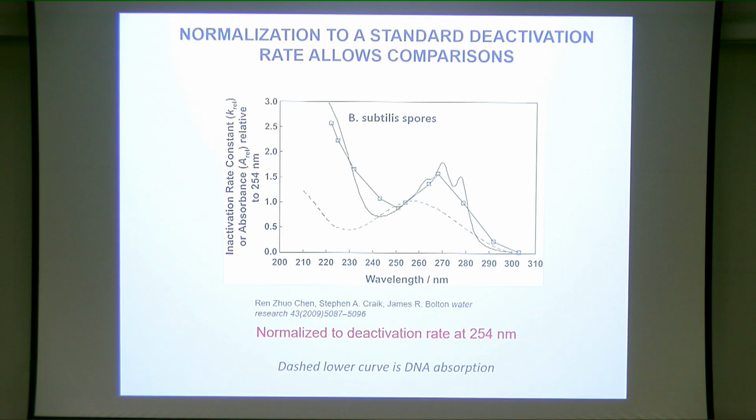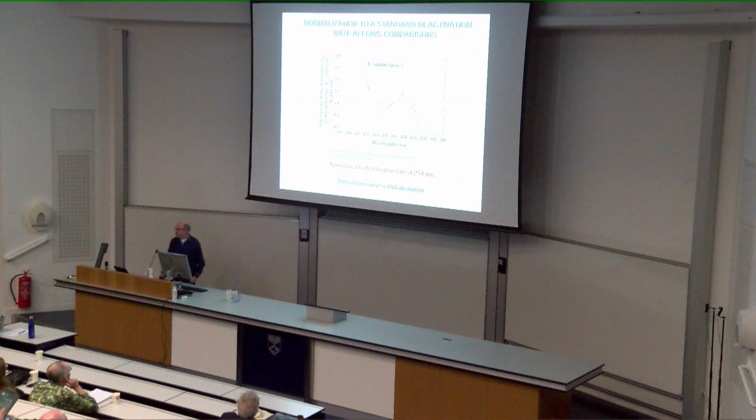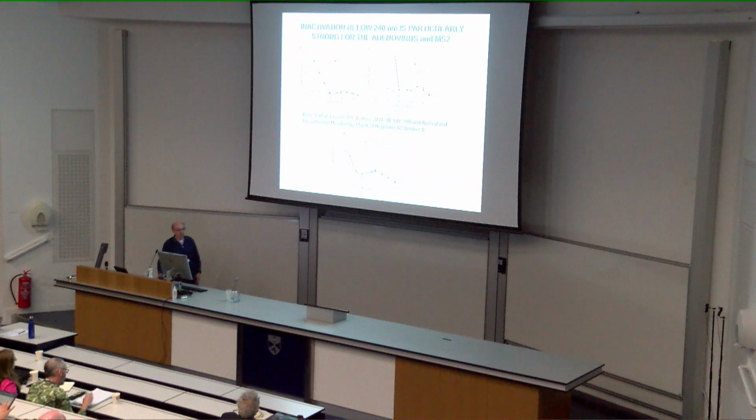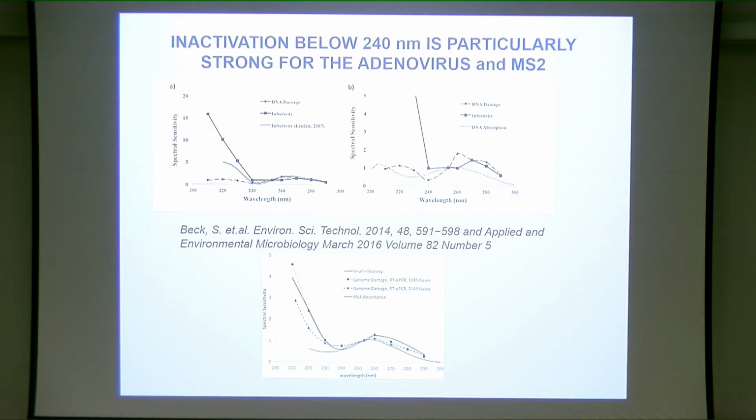The dashed curve is the absorption curve, the absorption spectrum for DNA. So clearly, at shorter wavelengths, you're doing more than having the light absorbed by DNA, and we've had discussions of that. It's primarily due to protein disruption, which disrupts the species. And here are some more data for the adenovirus and MS2. In particular, on the left-hand side for the adenovirus, as you go to very short wavelengths, the effectiveness goes up by factors of 5 to 10.